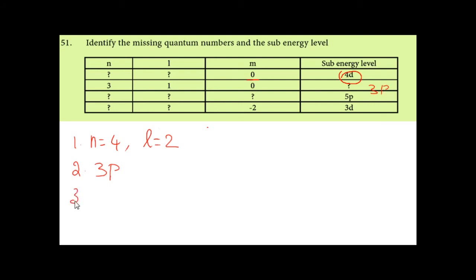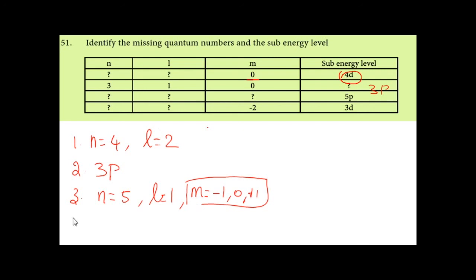The question number 3. So n value is not there in the problem, and L value is not there in the problem, and m value also is not in the question. Only the sub energy level is given, 5p. So what is the n? 5p means principal quantum number n equal to 5. And then what is the L value? For the p orbital, L value is 1. And then what is the m value? Minus 1, 0, plus 1. So any one of the values in the m.